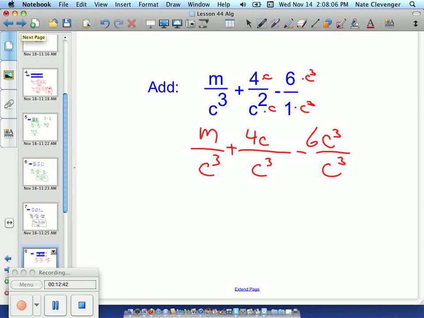So 6c cubed, I left the 6 off, sorry about that. Then just write that as m plus 4c minus 6c cubed over c cubed. Can you reduce your c cubes? No, because you have subtraction. If there were like terms, you could. If you had a plus sign and a times sign, could you only reduce one? Don't even try to figure that out. We have addition and subtraction, so we can't do it. That's all we're doing today.